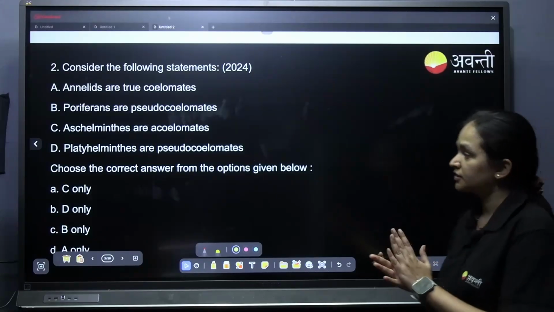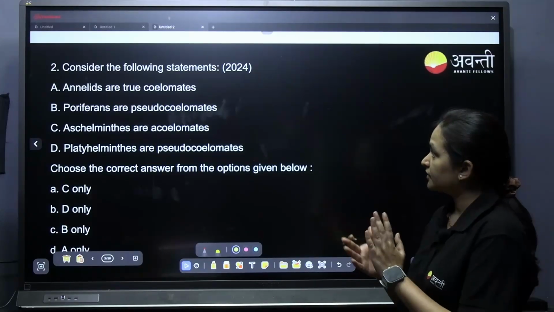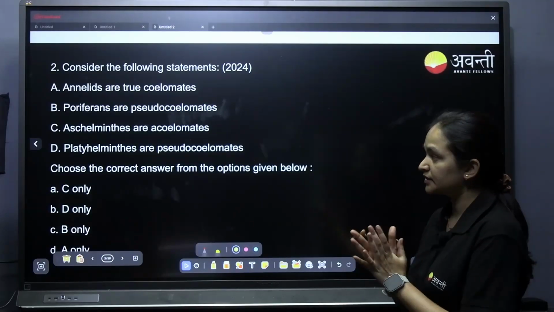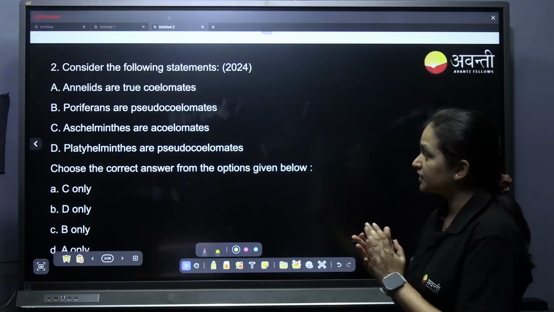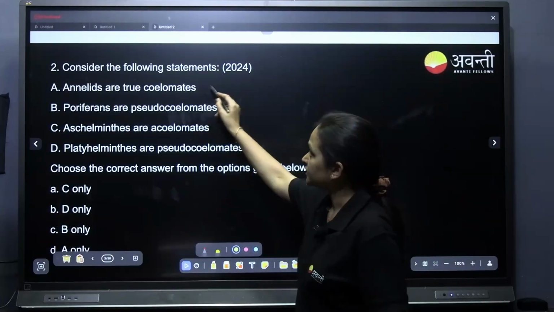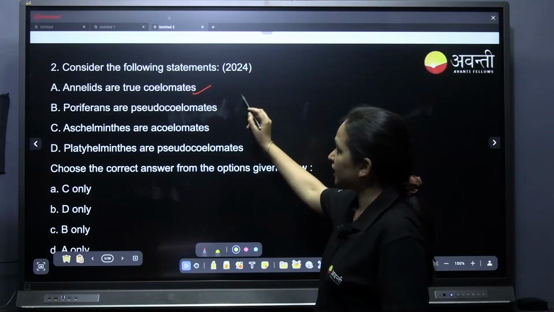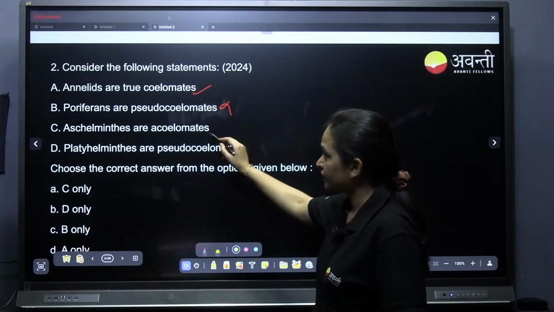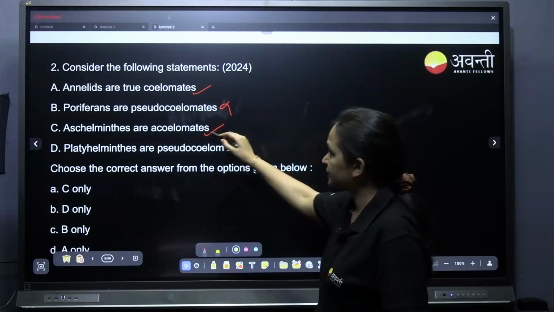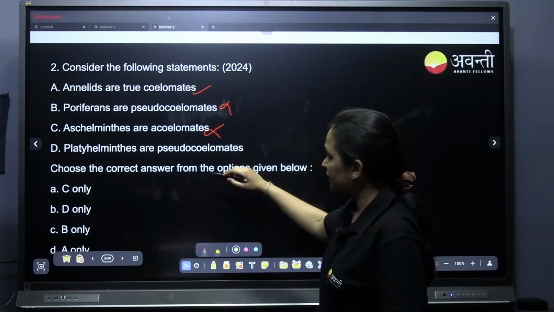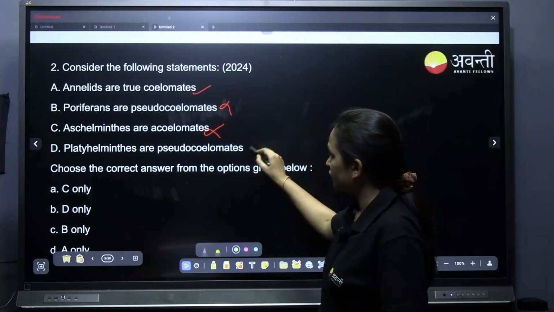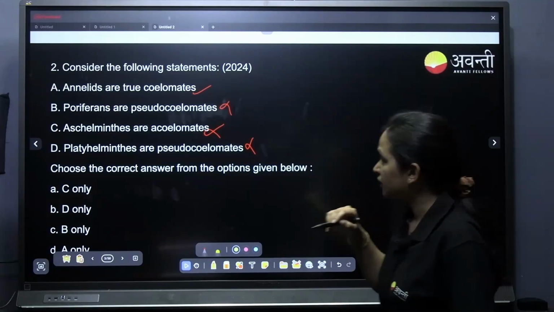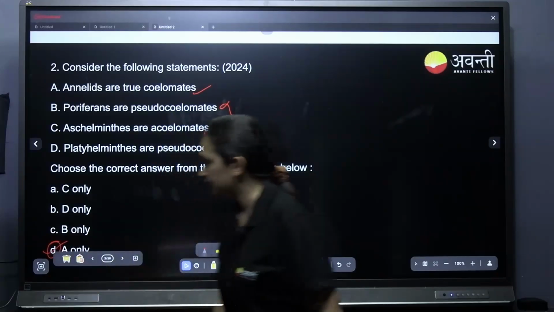Consider the following statements. We need to find the correct statements. Annelids are true coelomates. Are the annelids true coelomates? Yes. Poriferans are pseudocoelomates. No, they are acoelomate. Aschelminths are acoelomate. No, they are pseudocoelomates. Platyhelminths are pseudocoelomates. No, they are acoelomates. So which is the correct answer? Only A becomes the correct answer, that is D for Delhi.